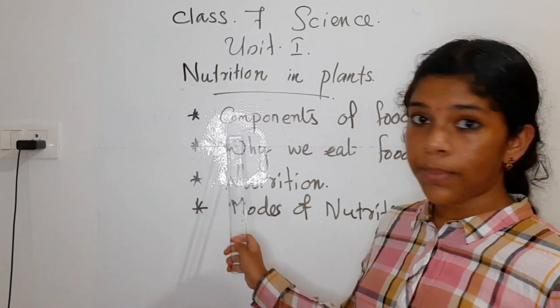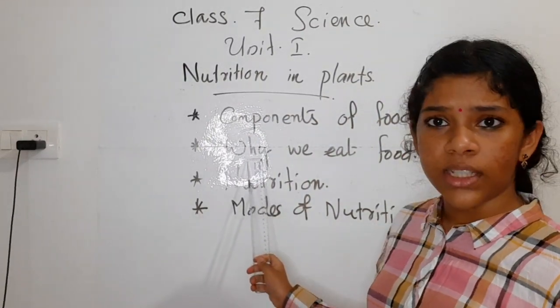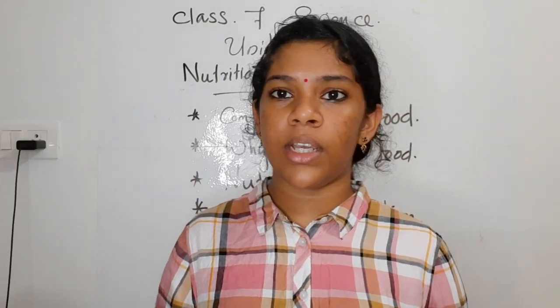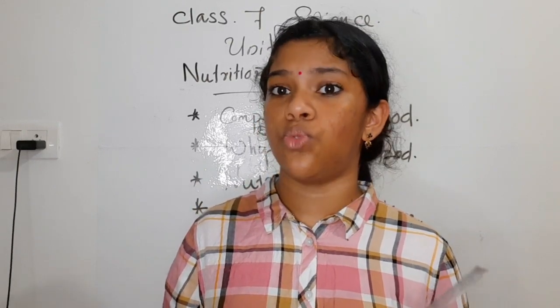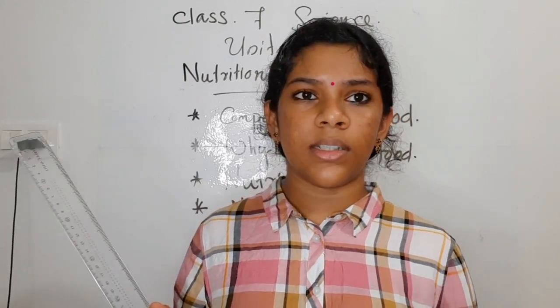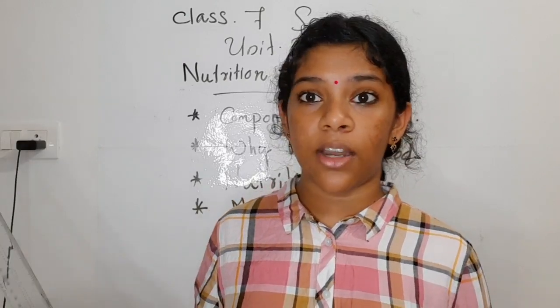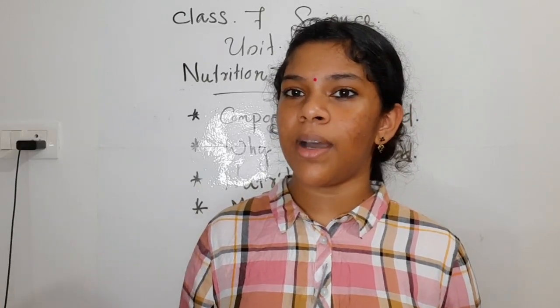Okay, so in this discussion, we have learned the components of food, why we eat food, nutrition, and modes of nutrition. Now, you may have many questions in your head. Let's see, you may be wondering how plants make food. Where are the food factories or kitchens of the plants located? How do they get these raw materials? And how do they transport these food materials throughout their entire plants? Well, keep these questions in mind and stay tuned for the next video where we'll discuss them all.